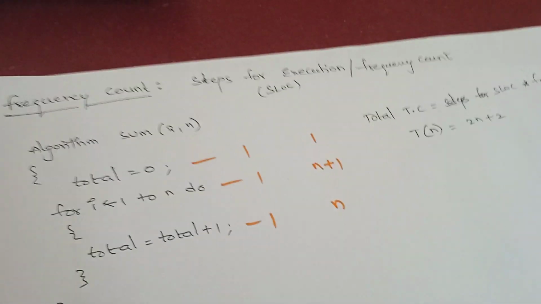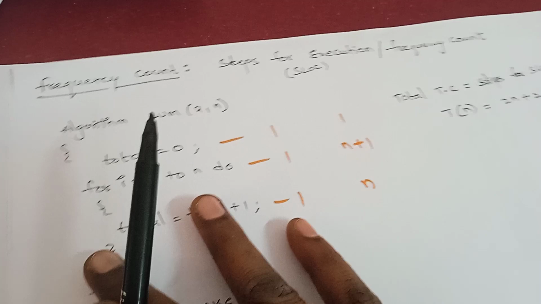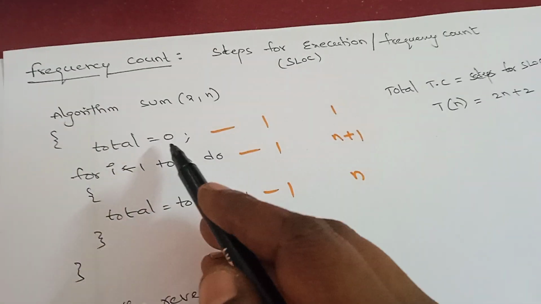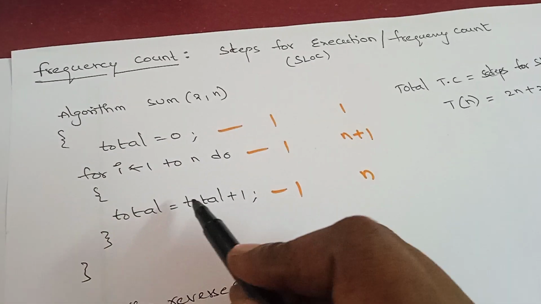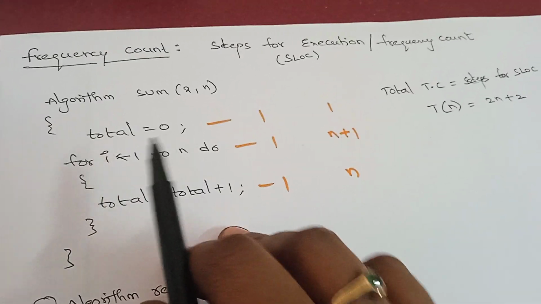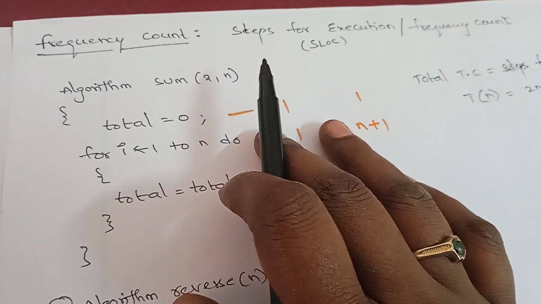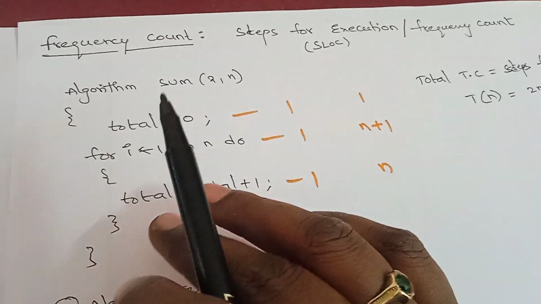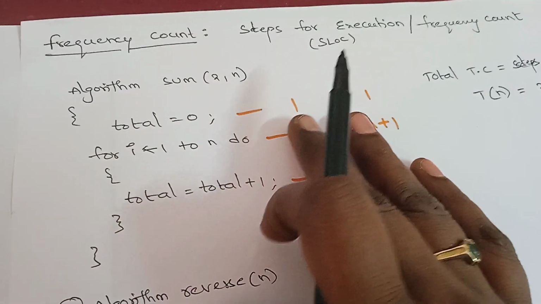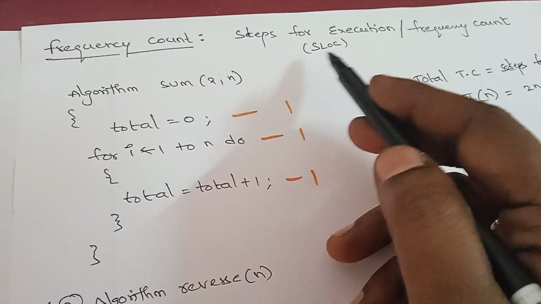Now let's see the example. Algorithm sum(x, n): total is equal to 0. For loop, total is equal to total plus 1. Now what is the SLOC here? With respect to time complexity versus space complexity, it will differ. The SLOC will differ.